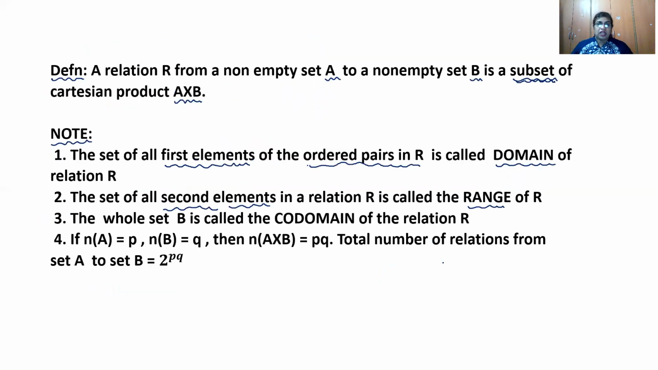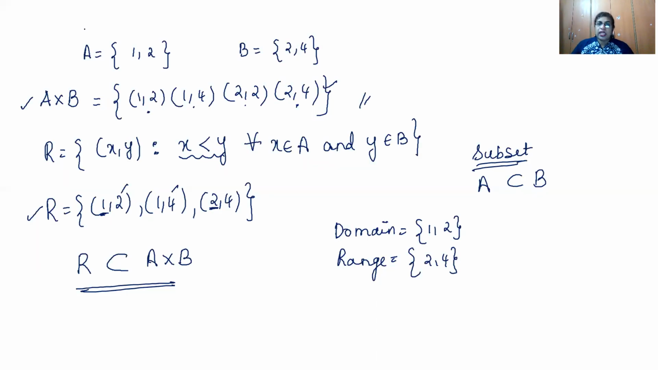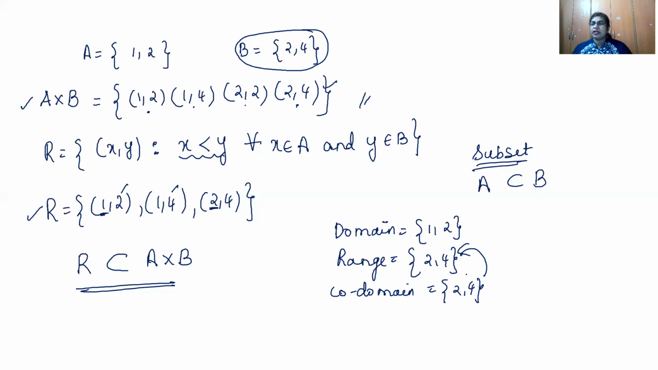Okay. Yes. So now go to the third point. The whole set B is called the codomain of relation R. So come to this example once again. If you see R, the set of first elements is called domain, the set of second elements is called range, and the whole set B, the second set, is called the codomain. So what is codomain now? The full set 2, 4. Sometimes it can be equal to the range, or the codomain may have some elements extra. So that we are going to solve in a few examples.